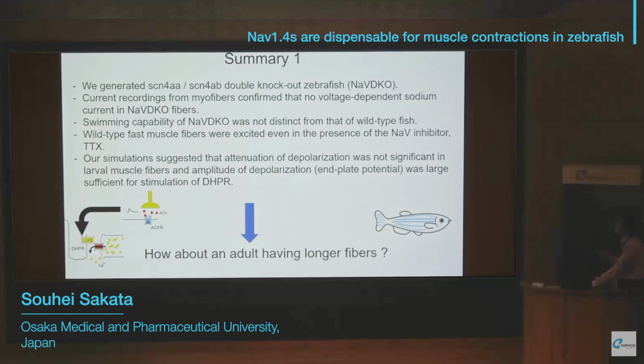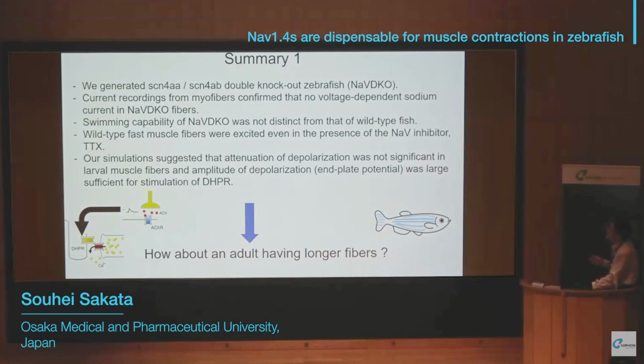Summary of the first part: we generated knockout fish, and we confirmed the loss of sodium current in knockout fibers, but swimming capability is the same as wild type fish, and even in the presence of TTX, wild type fish fibers can contract. Simulation suggests that attenuation is not significant, and the amplitude is also enough for stimulation of the DHPR. So that means end plate currents can directly activate the DHPR. So this raises the next question. How about long fibers?